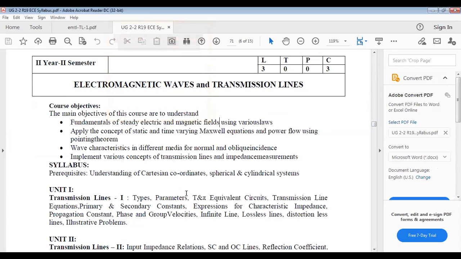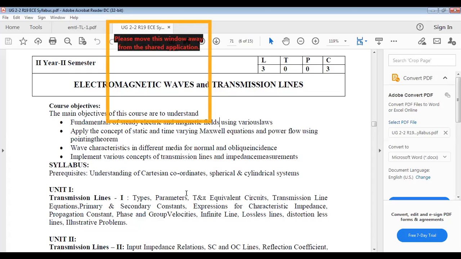Now see here. What are the contents present in Unit 1? Already I told you that the subject, electromagnetic waves and transmission lines, contains two parts. The first part is electromagnetic wave theory and static fields, magnetic fields, and their combination as electromagnetic waves and Maxwell's equations. Those are the contents available in part 1. And part 2 is the transmission line.